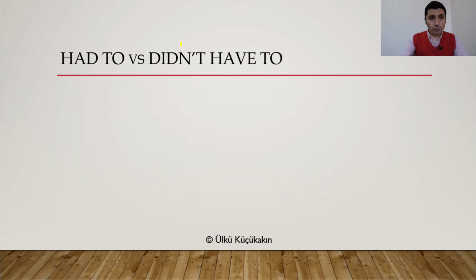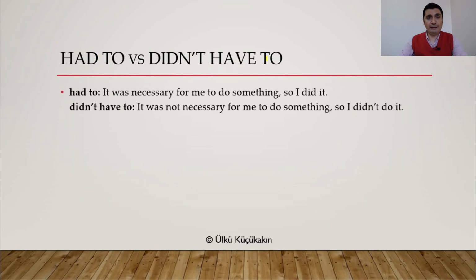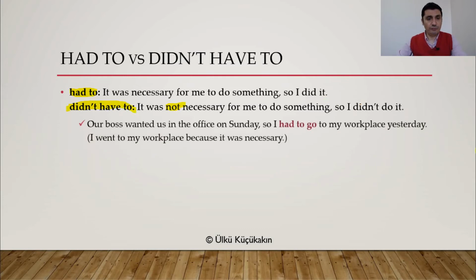So now we are going to talk about the past form of have to. So had to and didn't have to. Now, in the past form, have to becomes had to. It was necessary for me to do something, so I did it. But didn't have to means it was not necessary for me to do something, so I didn't do it. Okay? Very simple, very easy.